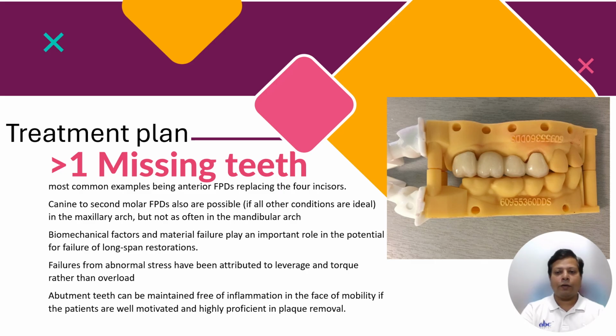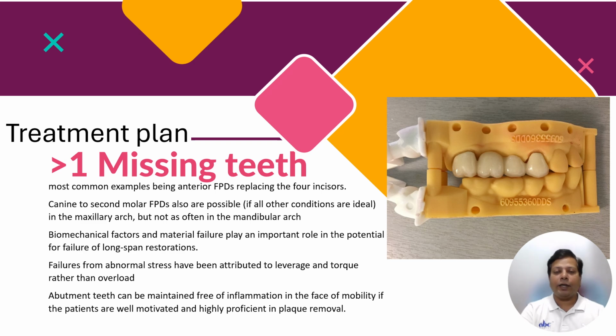Coming to treatment planning, where more than one missing tooth is present, the most common example generally given is canine to second molar FPDs. They are possible more in the maxillary arch when the conditions are ideal, but not as often in the mandibular arch. Basically, they present biomechanical failures, which play an important role. The failures are basically due to abnormal stresses that have been attributed to leverage and torque rather than overload of the bite force.